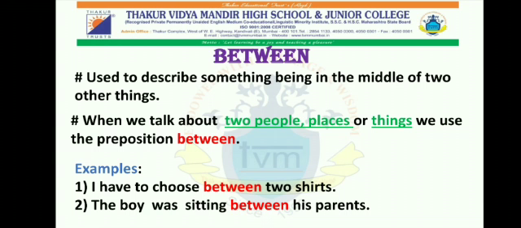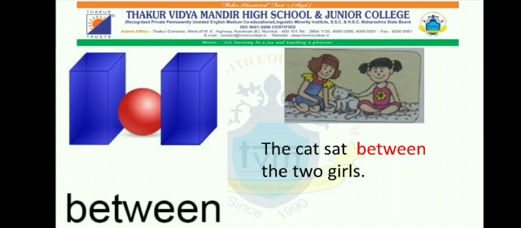Between. It is used to describe something being in the middle of two other things. When we talk about two people, places, or things, we use the preposition between. Examples: I have to choose between two shirts. The boy was sitting between his parents. So, here we can see whenever we are talking about two people, places, or any things which are two in number, there we can use preposition between.